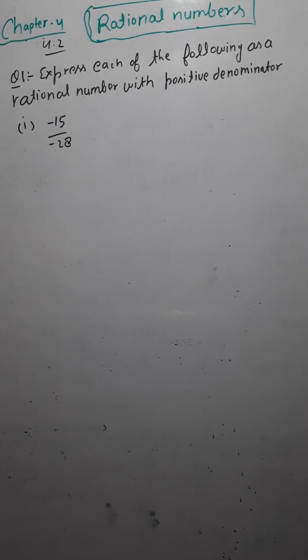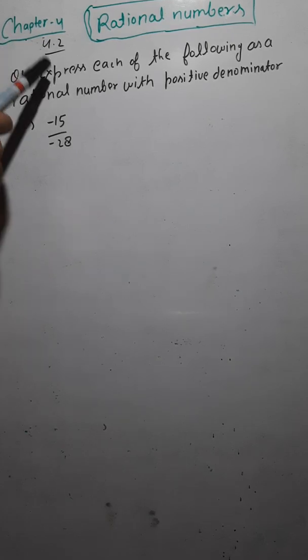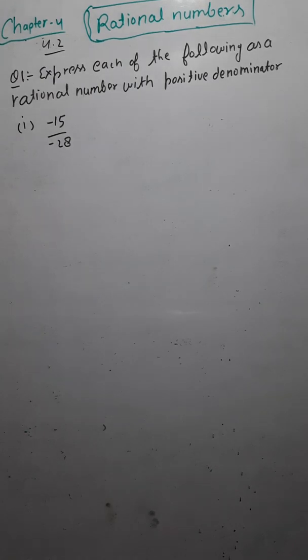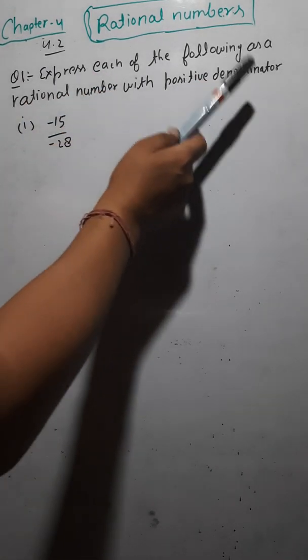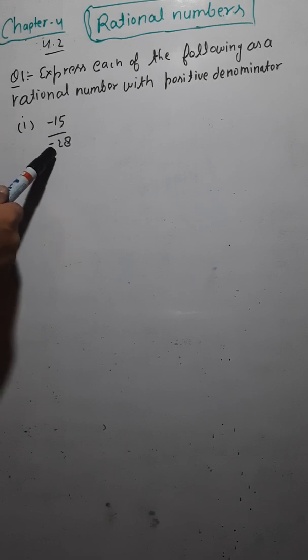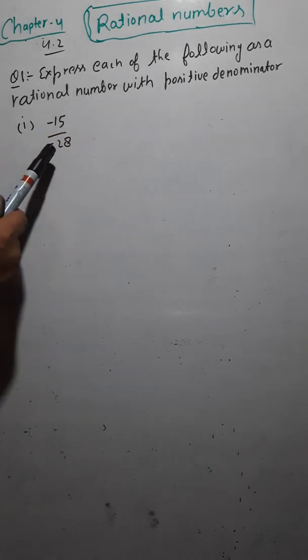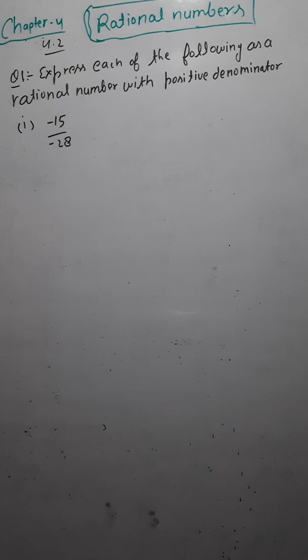Now we are starting the next exercise, that would be exercise number 4.2. So question number 1 is: express each of the following as a rational number with a positive denominator. Right now they are having the negative denominator. You have to change this negative denominator into the positive denominator. Means minus 28, you have to change it into plus 28.